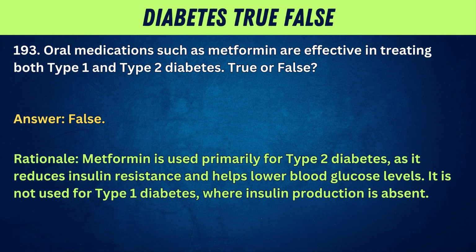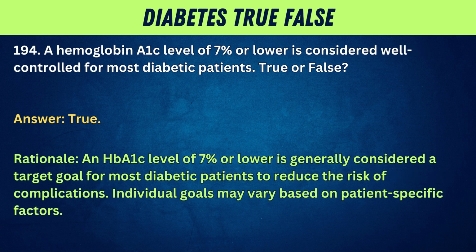193. Oral medications such as metformin are effective in treating both type 1 and type 2 diabetes. True or false? Answer: false. Rationale: metformin is used primarily for type 2 diabetes, as it reduces insulin resistance and helps lower blood glucose levels. It is not used for type 1 diabetes, where insulin production is absent.